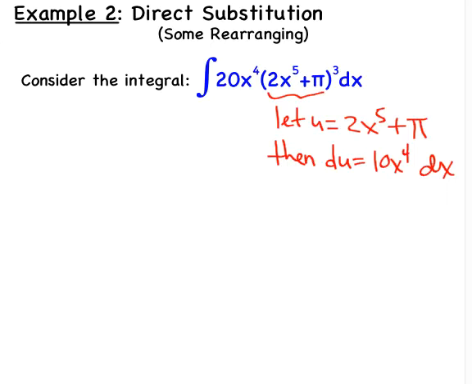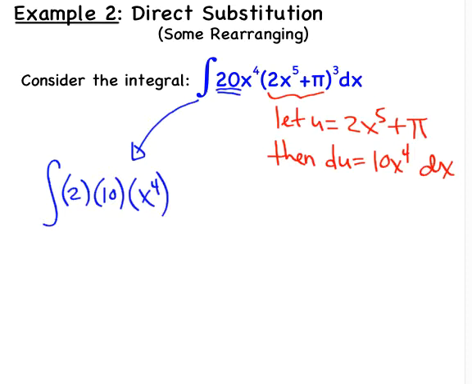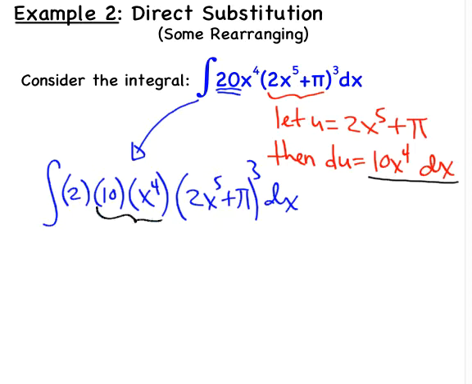So if we look at our problem, we see that 20 can be written as 2 times 10. And then we have our x to the 4th there. And then we have our 2x to the 5th plus pi, all raised to the 3rd power dx. So we want to take the 10x to the 4th dx, all of this will be replaced with du. And my interior function here will be replaced with u. So now we're just swapping things out.